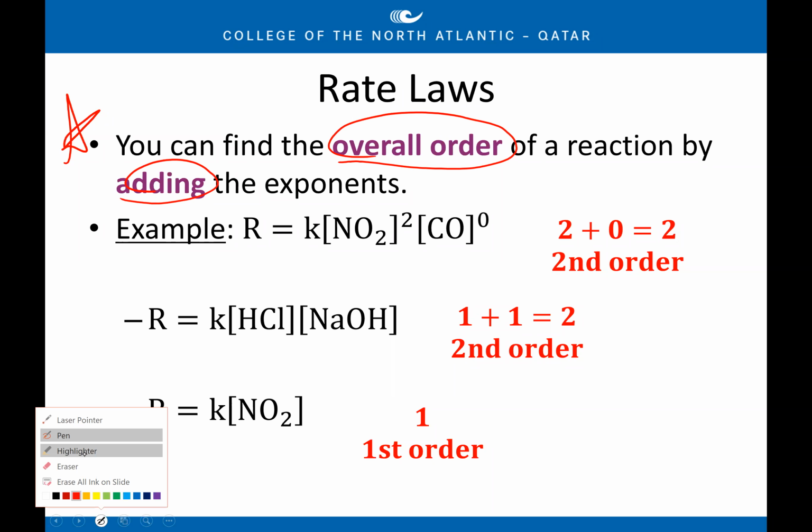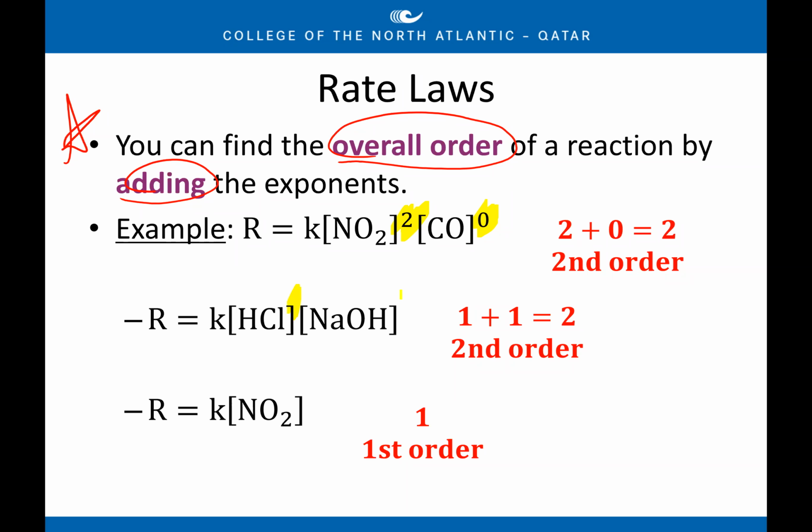So let me get my highlighter here. I would add the 2 and the 0. So one of my chemicals is to the second order. One of my chemicals is 0 order, which means this doesn't really count. This is second order overall. Now, what about the second one? The second one doesn't have any numbers written, but we know if there's no numbers written in mathematics, it's always a 1. Right? So these have little secret hidden 1s there. So we got 1 and 1. Well, if one chemical is first order, the other chemical is first order, it's overall second order.